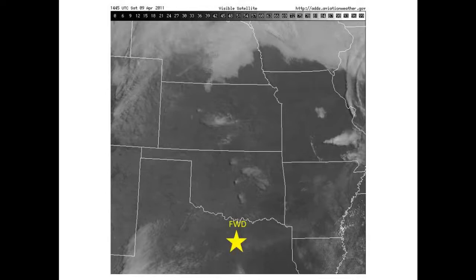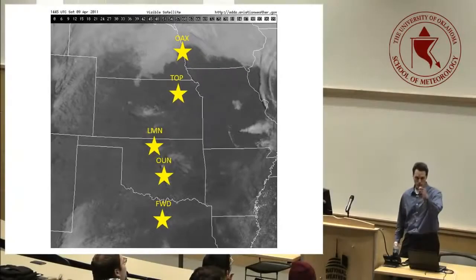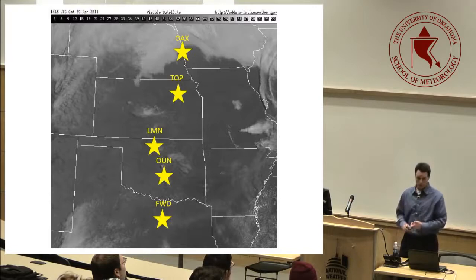So what I want to do is go along this sequence of locations and look at the soundings and see how they change during the day and what impact this had on the potential for any severe thunderstorm activity later in the evening. So we'll start in Fort Worth and work our way northward through Norman, Lamont, which is LMN, Topeka, and Omaha.